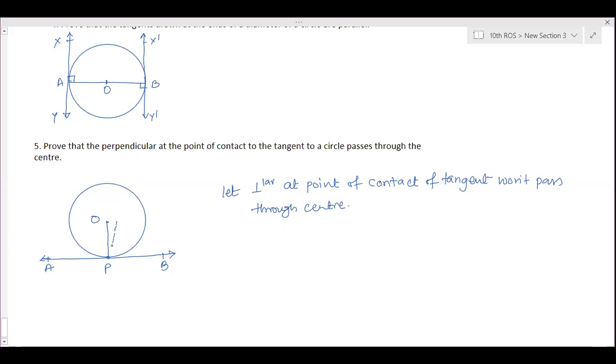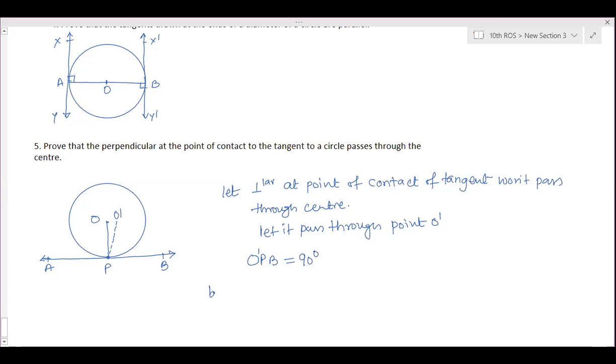It is passing through this point, O dash. So let it pass through point O dash. This means what they have given, O dash PB is equal to 90 degree. They have given perpendicular, so O dash PB is 90 degree. Is it clear? Yes, ma'am.